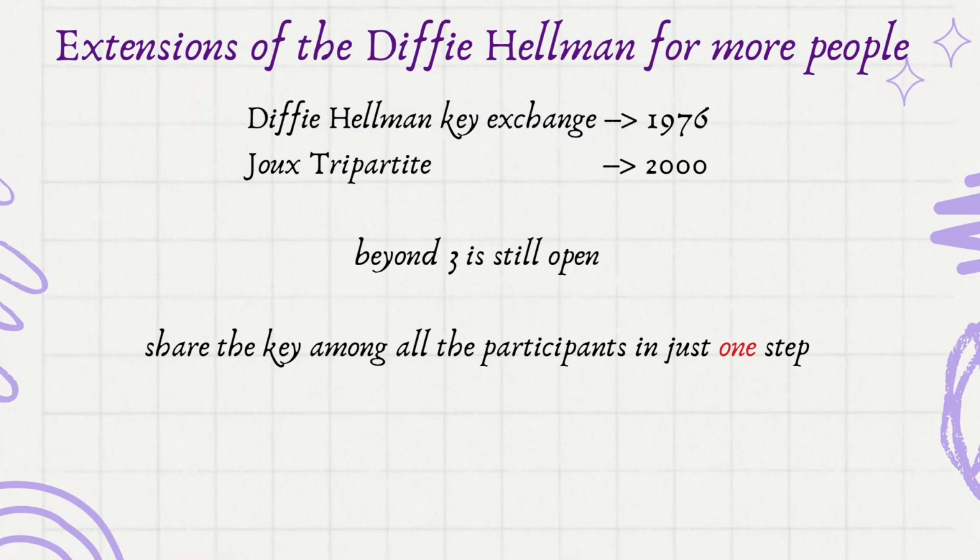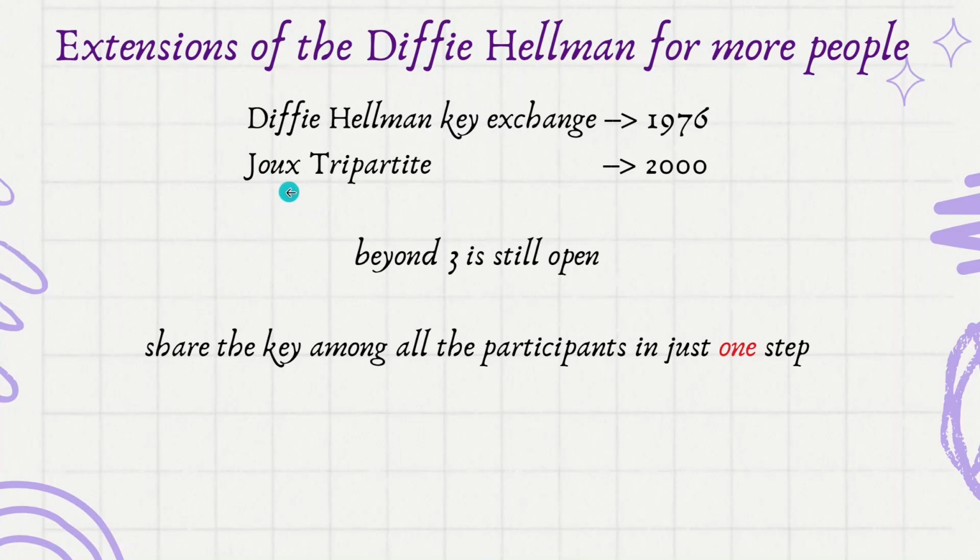Now let's look at the extensions of the Diffie-Hellman key exchange. That was for two people only. But what about exchanging a key between three people? All three of them to have the same key in just one step. A method for that was developed much later in 2000. So the Diffie-Hellman key exchange came up in 1976. It took so many more years to come up with a similar thing for three people.